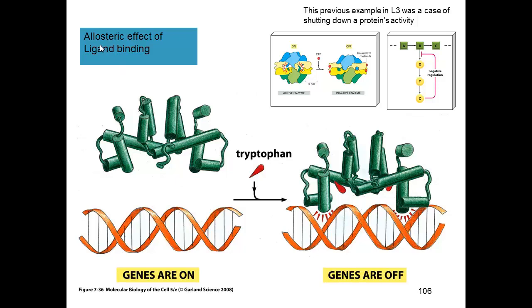This is, again, an example of an allosteric effect of ligand binding, meaning that the ligand will bind to the protein. It will change the conformational shape. In this case, it spreads out these helices, which can then interact with the major grooves of DNA, allowing it to bind tightly. Without the tryptophan, they're too close. They're not appropriately spaced for both of them to make contact with DNA at the same time. This one might hit the major groove, but then this one bumps into the sugar phosphate backbone.